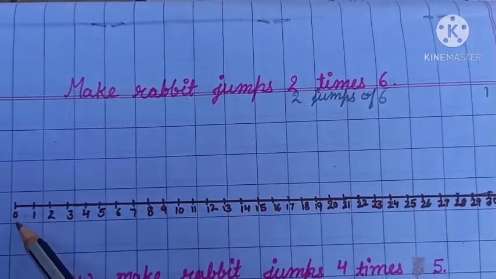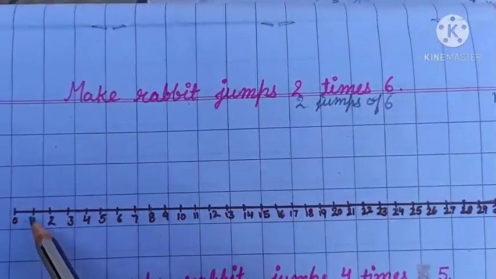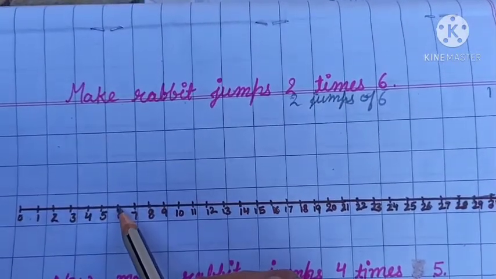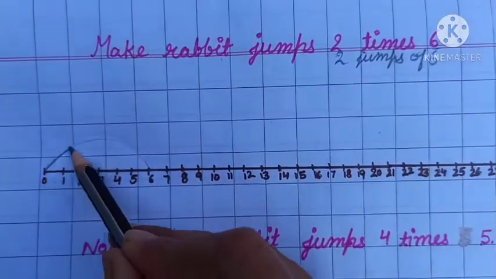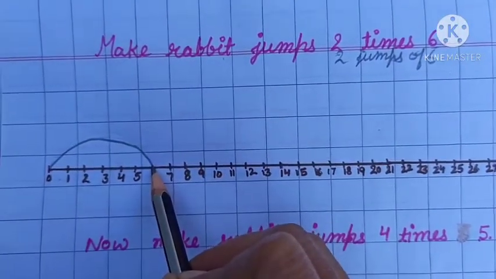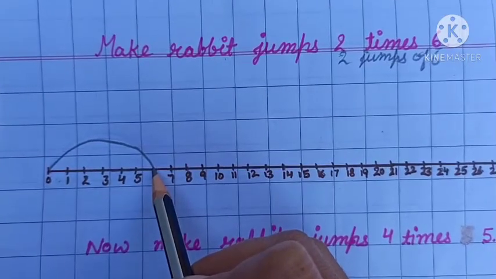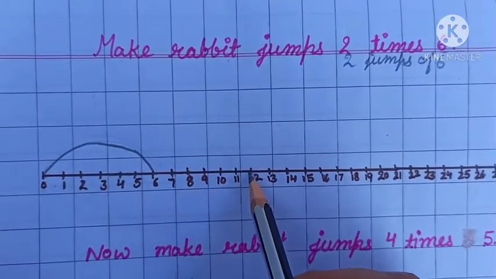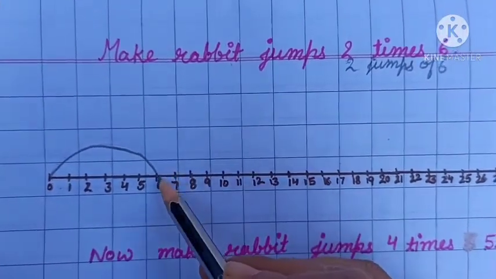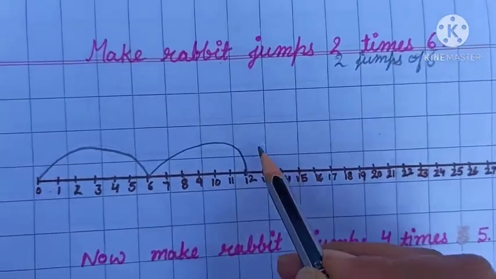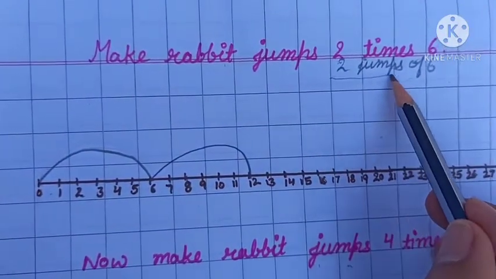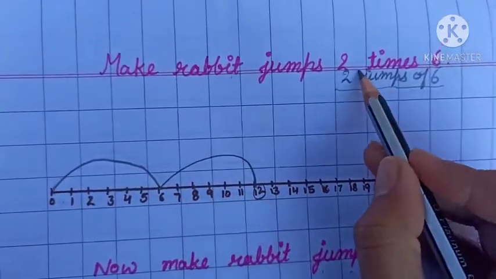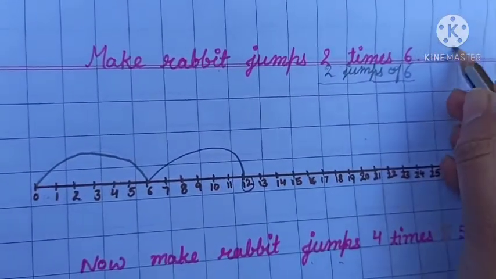So from 0, let's count 1, 2, 3, 4, 5 and 6. After the first jump, I came here. Now I have to take my second jump. Let's count 1, 2, 3, 4, 5 and 6. So after the second jump, I came here. And here I have to take only 2 jumps of 6. So my answer here is 12. 2 times 6 is equal to 12.